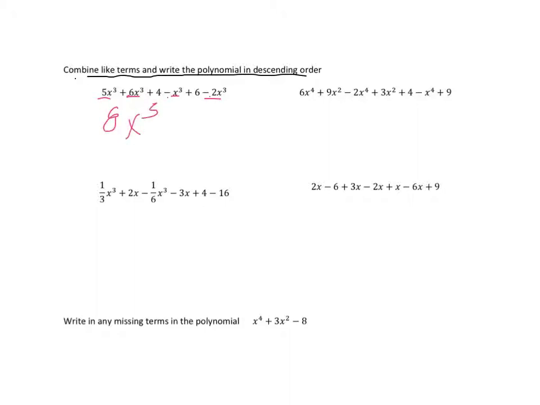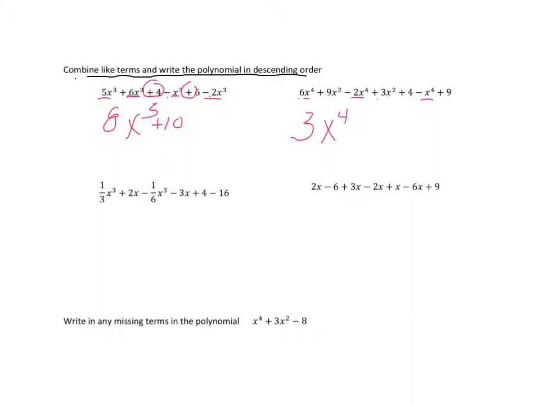Then the other like terms are the numbers. So we add 4 and 6 plus 10. This is in descending order. And it's also a binomial because we have two terms here. So moving on to this next one, we have a 6x to the fourth, a negative 2x to the fourth, then a negative x to the fourth. Those all are x to the fourth, so we add these up. 6 minus 2 minus 1 is 3x to the fourth.